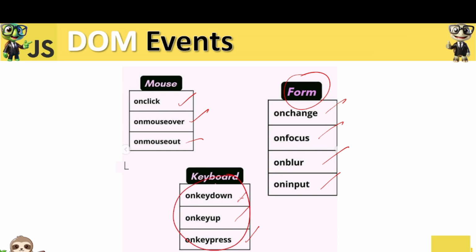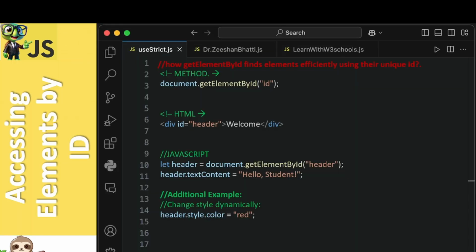So you have a keyboard on key down. You can do mouse on double click. You can do form events as well. So let's get into a few examples and see. How do we access an element by an ID using this DOM model?